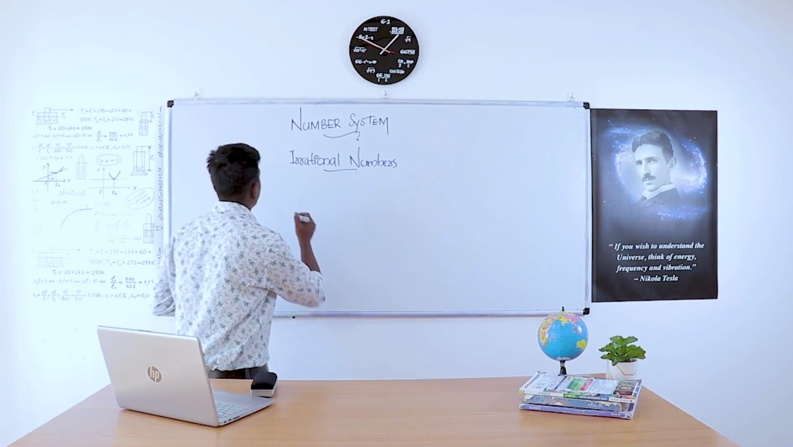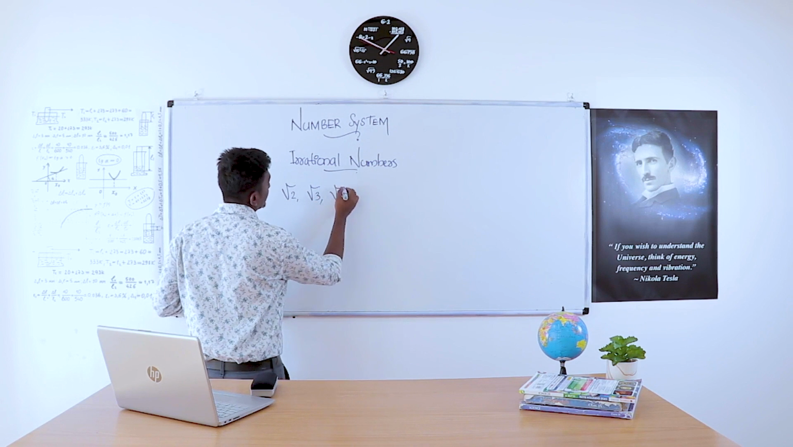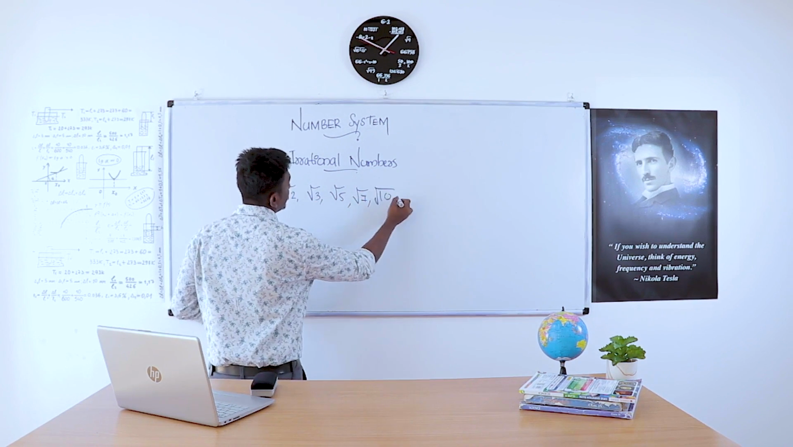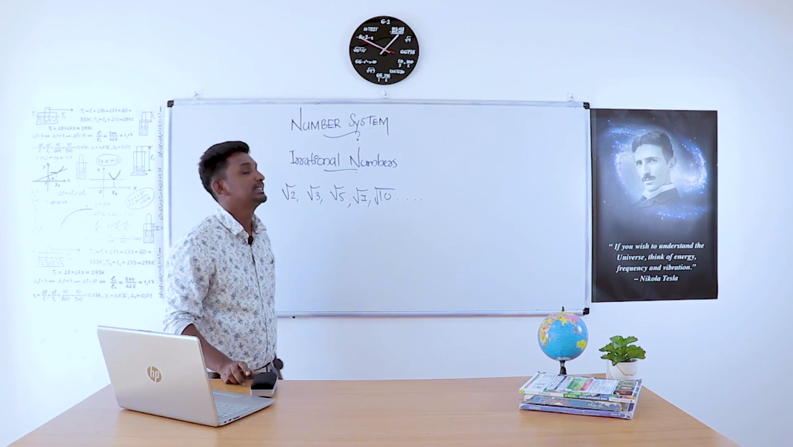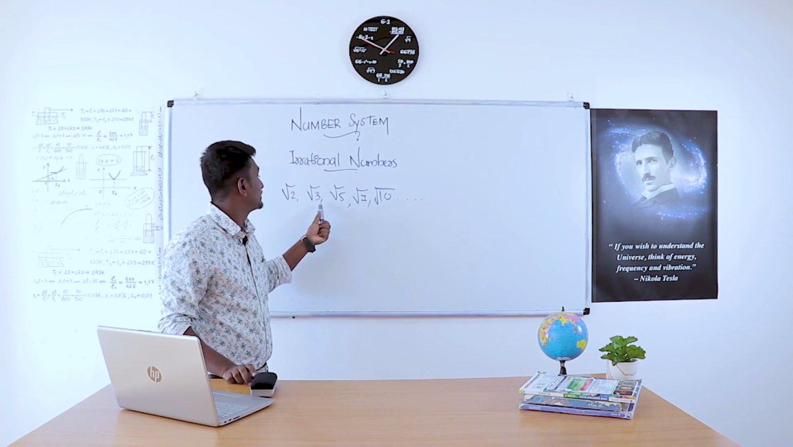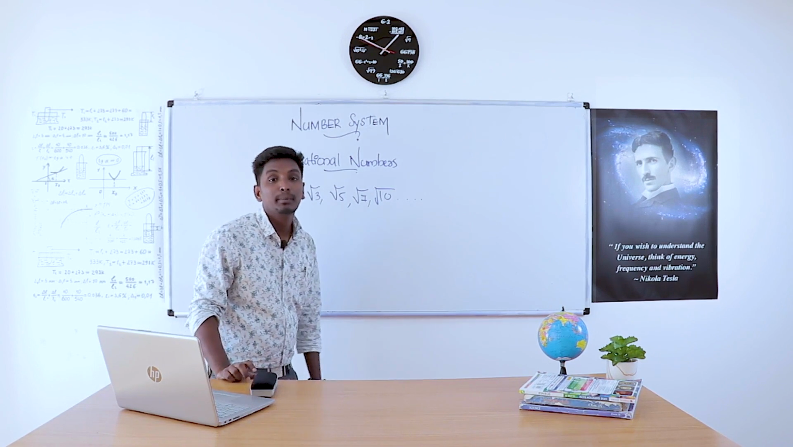For example, root 2, root 3, root 5, root 7, root 10, etc. are called irrational numbers. These numbers cannot be expressed in the form p by q. These root 2, root 3, root 5, root 7, root 10, etc. cannot be expressed in the form p by q.